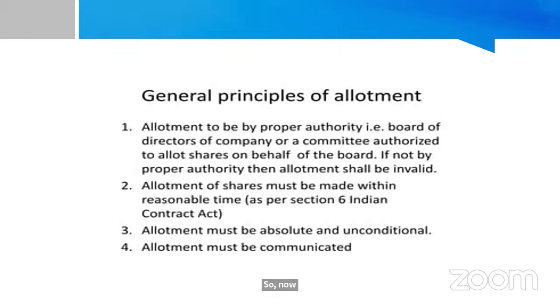Now let's come to, there are certain exemptions for a private company, but let me not do the exemptions of private company.